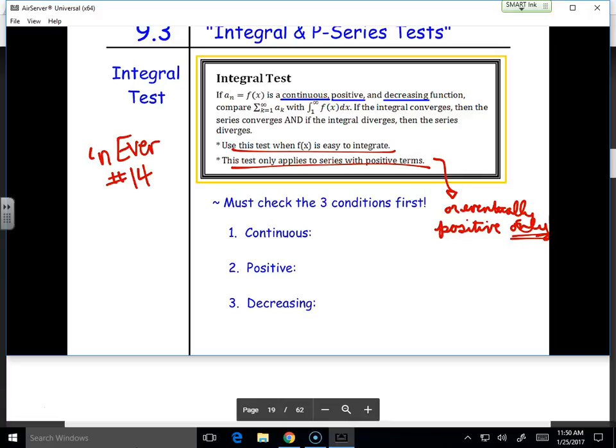Eventually positive only. So you must check the 3 conditions first. Continuous. We already said definition. Continuous, positive. Okay, we just have to check the terms. So this might be one where you might want to expand just to make sure you know what's going on, especially if it's something you're unfamiliar with, like trig. Decreasing. You have to think if the derivative is negative.